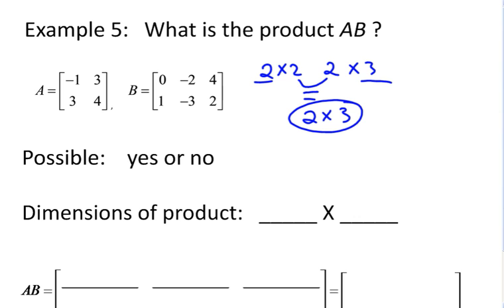I'm going to stop right here, and I'm going to do example 5 on part 2 of section 4.2.